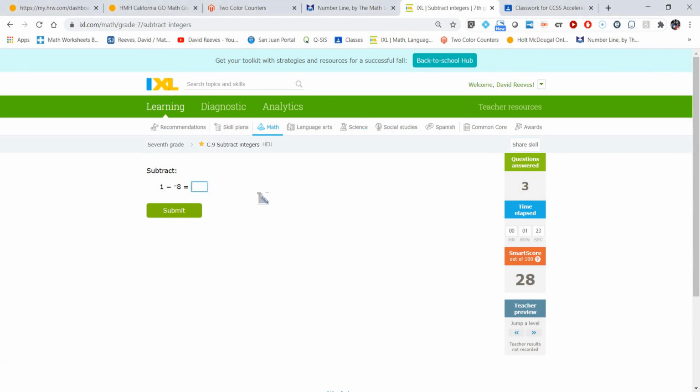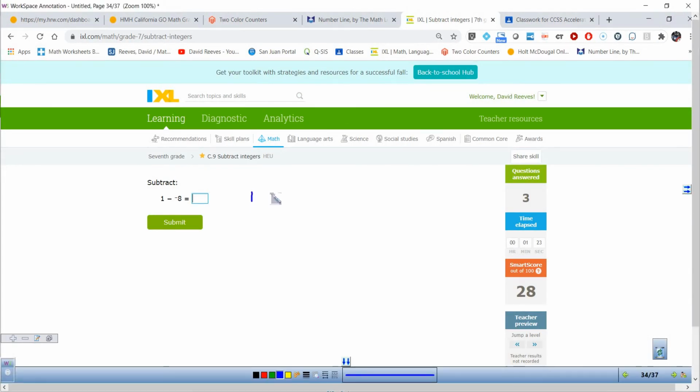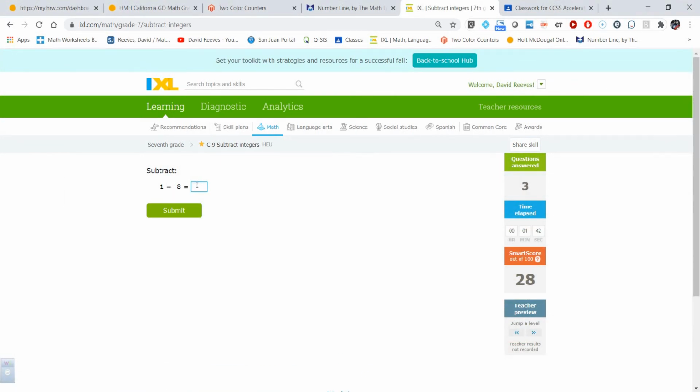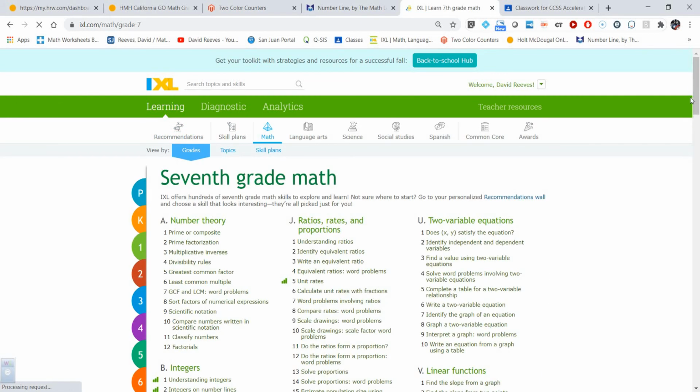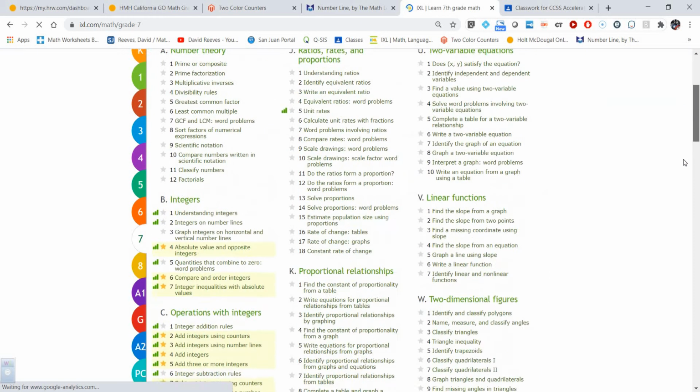All right, last one we're going to do here. We have a 1 minus a -8. Okay, subtracting a negative is the same as adding a positive, adding the opposite. Subtracting negative moves me to the right. I end up with 9 positives, or I end up at a positive 9. There we go. Okay, all right, let's dive into the next skill, moving down.